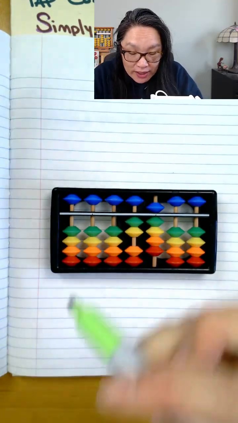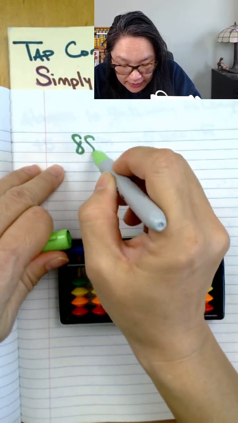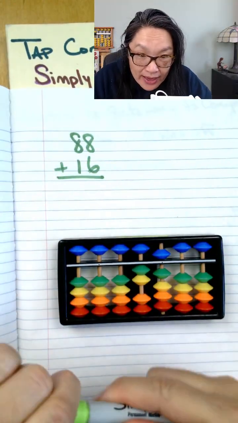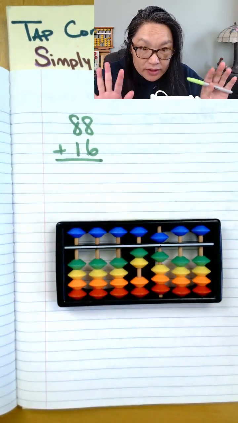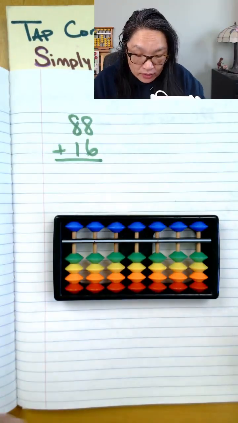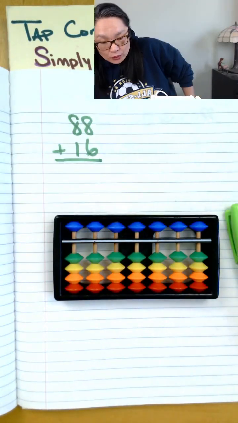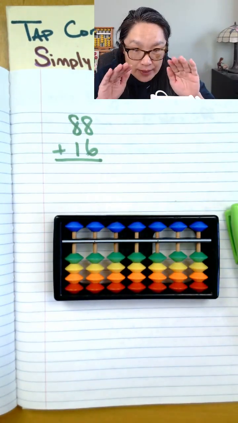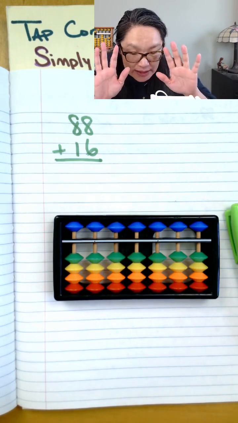Okay, thank you so much. Okay, we're going to do 88 plus 16. So are we ready to do some adding? Daisy, we're okay to start. Okay, so what we're going to do is we're going to start adding. There's a few steps, just so you know, Daisy. There's a few steps that need to happen.